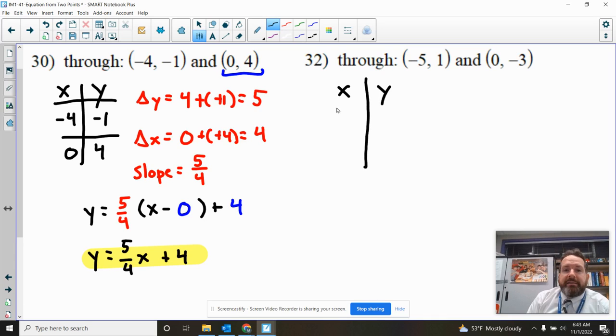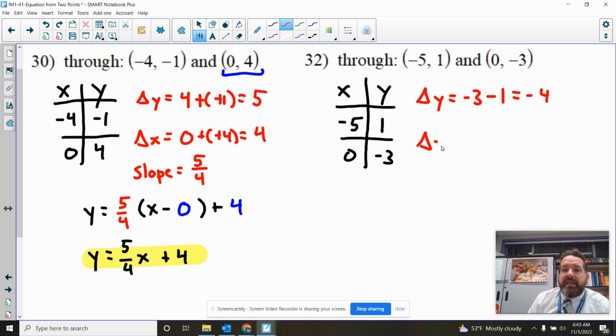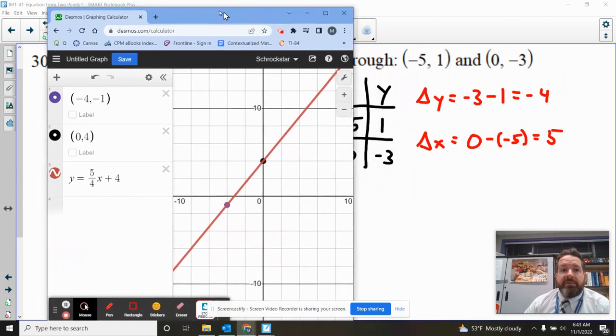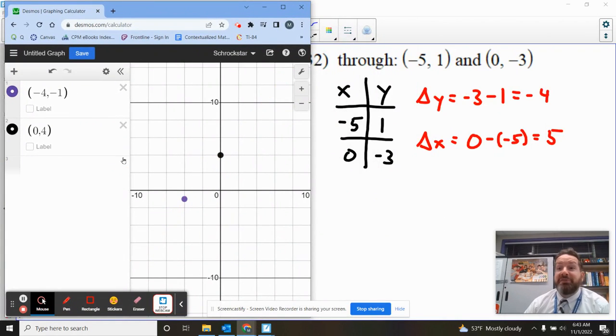Once again, let's set up a table. If you didn't do this one already, quick pause, try it yourself. Change in y, bottom minus top: -3 minus 1. Change in x, bottom minus top: minus negative is the same as plus positive. I tell you what, I want to get in the habit here again of checking my points first so I can see if my slope matches up.